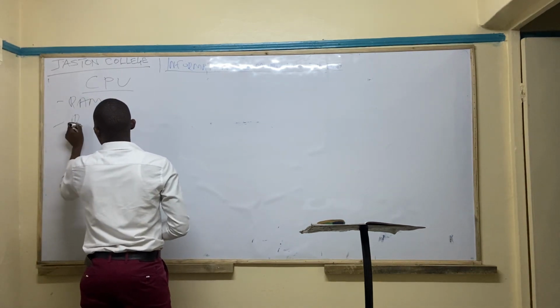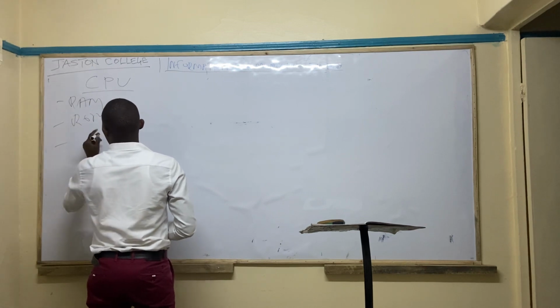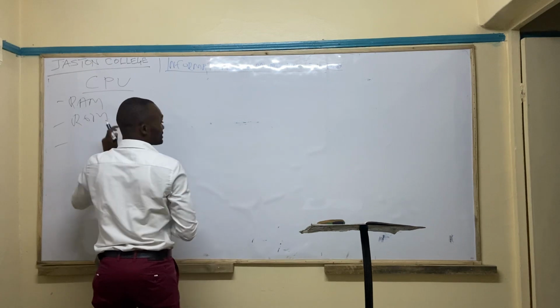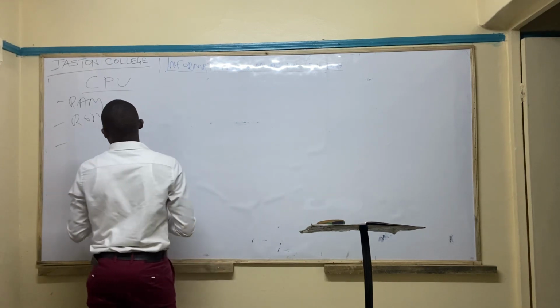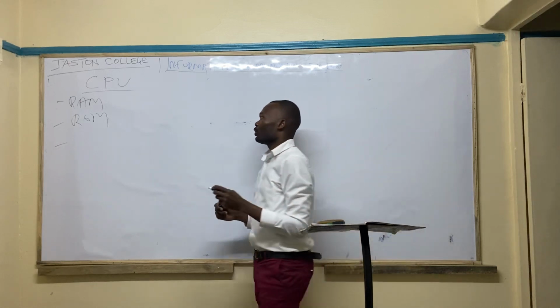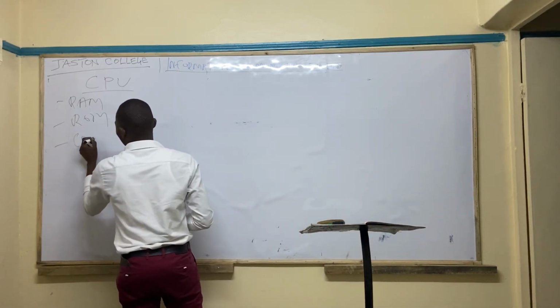We also have the ROM. So RAM is the processing. And then we have ROM. RAM is the processing, ROM is the storage, the main storage. And then we have RAM, we have ROM. What else do we have? Oh, sorry. We have the control unit, the motherboard.